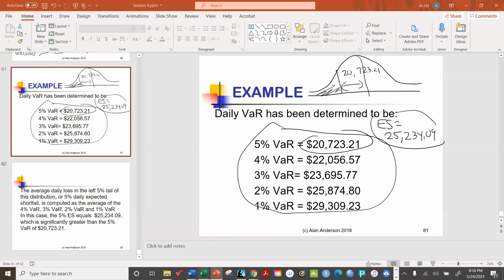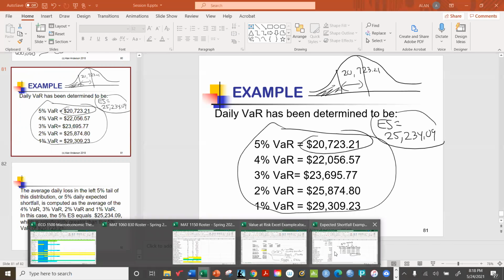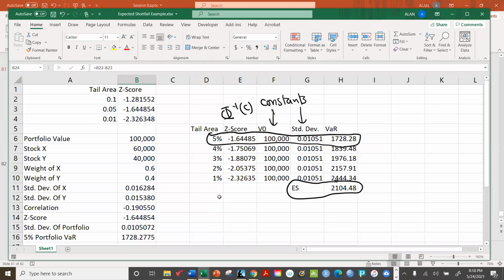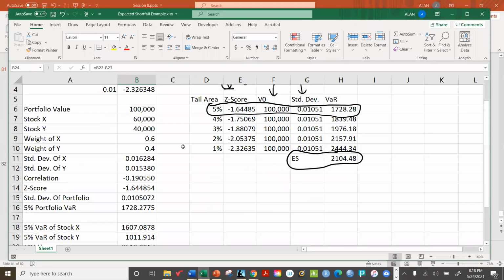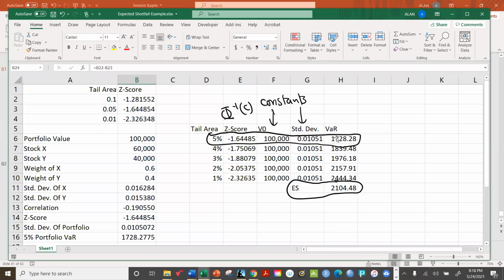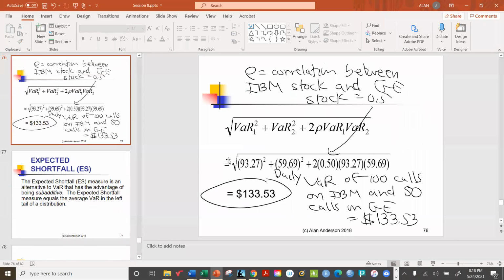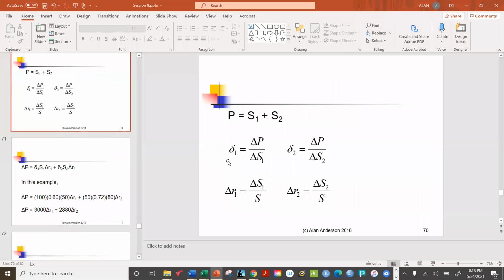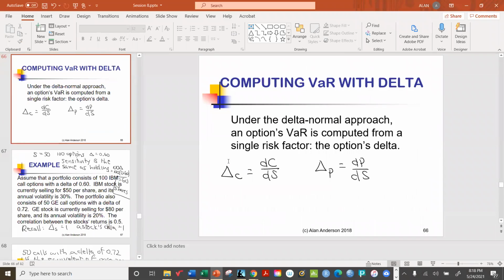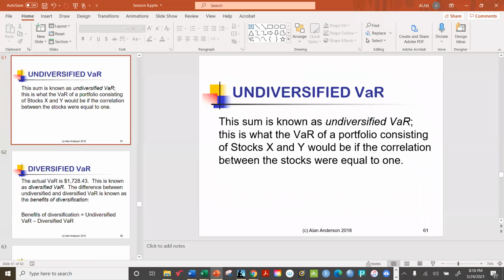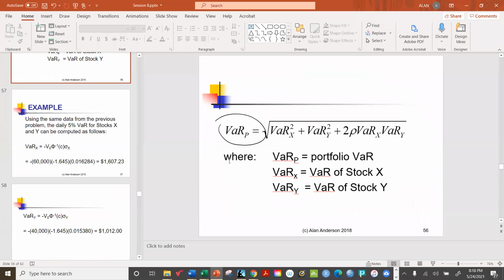Now, I did prepare a separate spreadsheet for this, just so you can see how these kinds of numbers are calculated. But it's exactly like what I just said. I took the same information we just had, and what I did was I recalculated the VARs. Actually, this is a slightly different example. This goes back to the one we had a few minutes ago. The first portfolio VAR that we did. Yeah, this one.